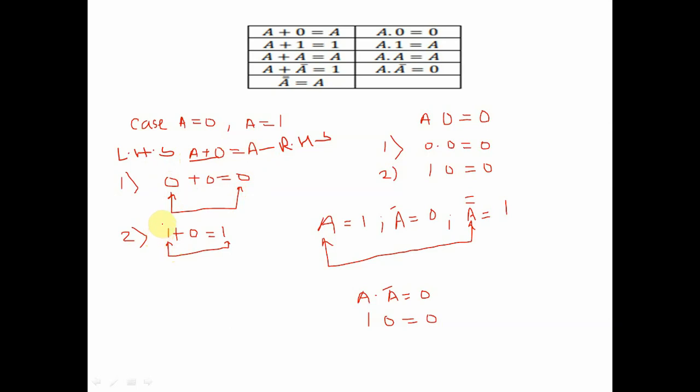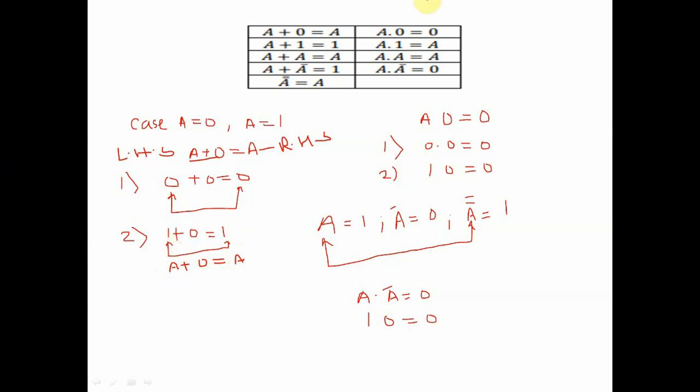Similarly, in the second case, if we want to put 1, then here I am putting 1. 1 plus 0 is 1. This is your A, this is A plus 0 is equal to A. So we put 1 on the LHS side, and similarly the answer on the RHS side is also 1.